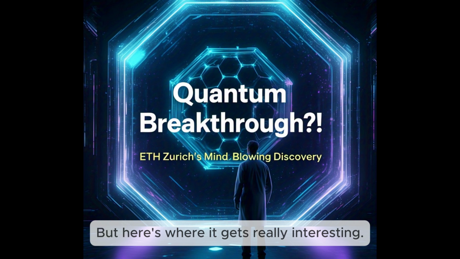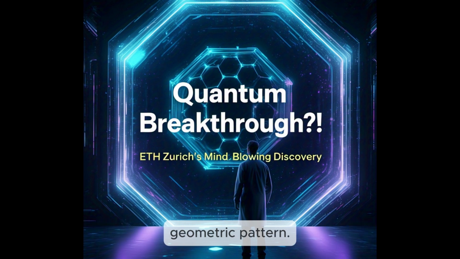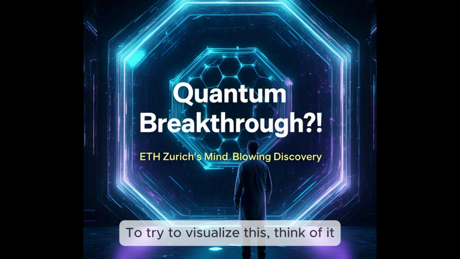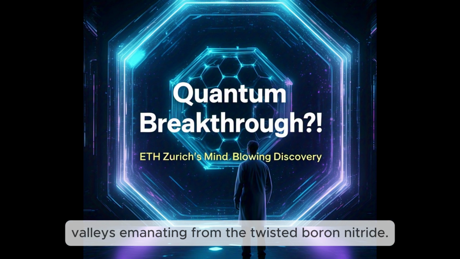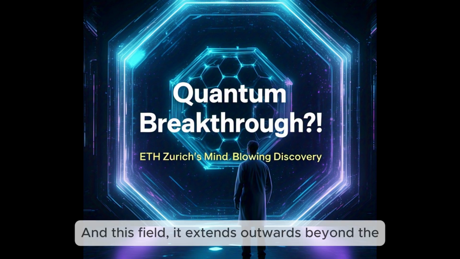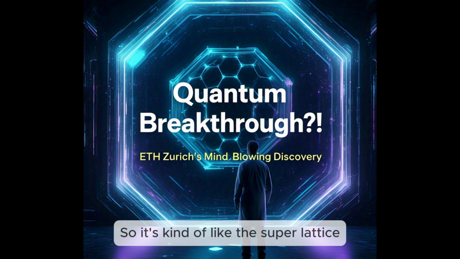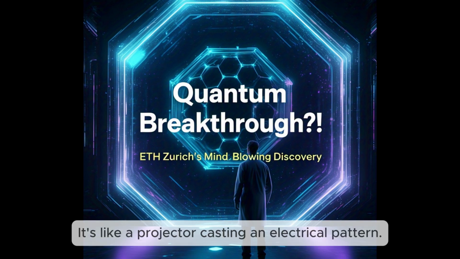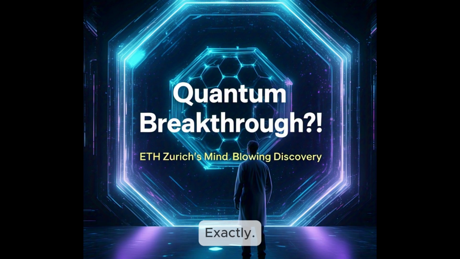Yeah, but here's where it gets really interesting. This twisted boron nitride doesn't just create a geometric pattern. It also creates a periodic electric field. To try to visualize this, think of it like a repeating pattern of electrical hills and valleys emanating from the twisted boron nitride. And this field extends outwards beyond the boron nitride material itself. So it's kind of like the superlattice is broadcasting an electrical signal into the space around it. It's like a projector, casting an electrical pattern. Okay, and this is where the other material, the semiconductor, comes in. Exactly.